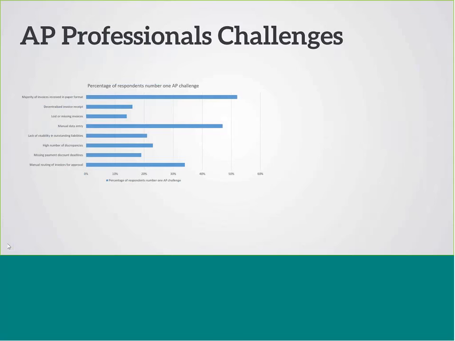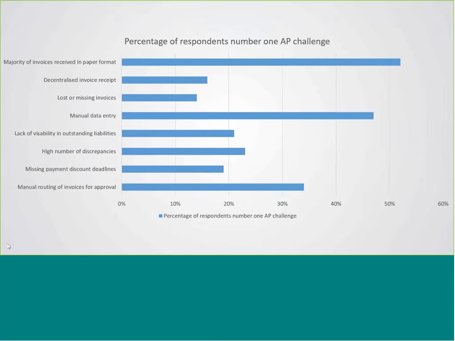A study done by AIM surveyed accounts payable professionals and asked them what their number one challenges were day to day. The biggest issue was around the number of invoices still coming into the business in paper format, having to perform large amounts of manual data entry and manually sending invoices around the business for approval without the transparency of being able to see where they are and the status of the approval process.